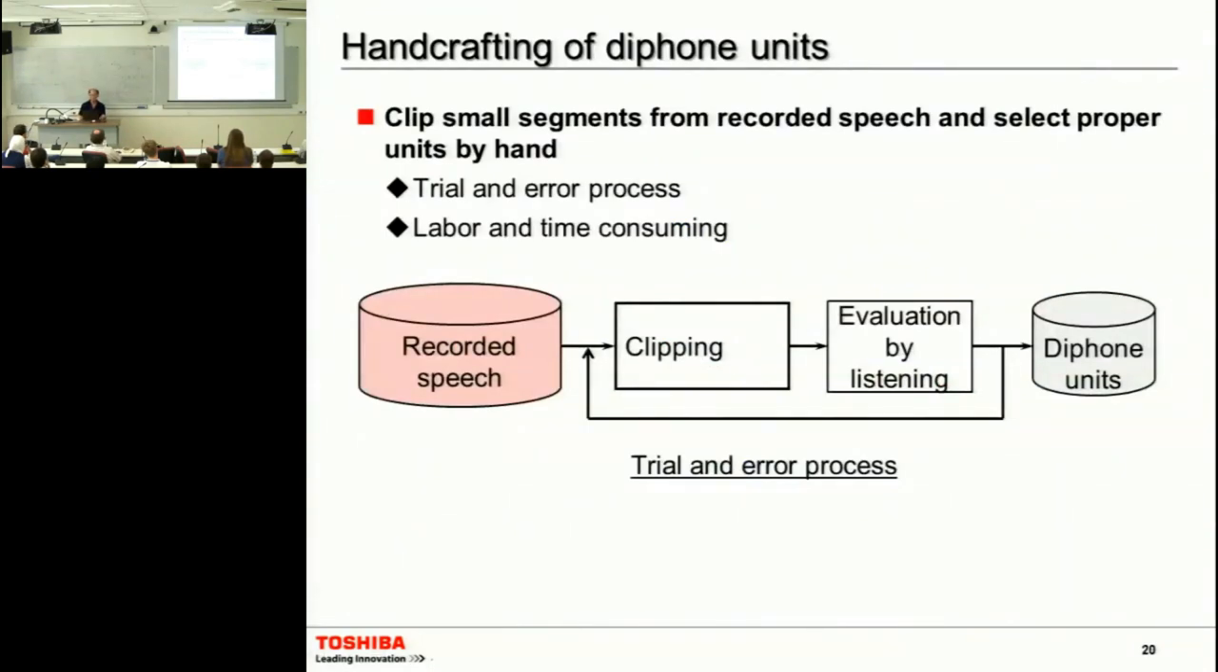Okay, when we started our research project, the diphone unit was created by handcrafting. And this is a trial and error process. We have recorded speech samples here. Then we clip a small segment from recorded speech and select a proper unit by hand. Like this, we clip a small segment and evaluate it by synthesizing a speech signal using the clipped segment and listen, or evaluate the quality of the synthesized speech. And we try many, many times, and we create the diphone unit. This is a labor and time consuming process.